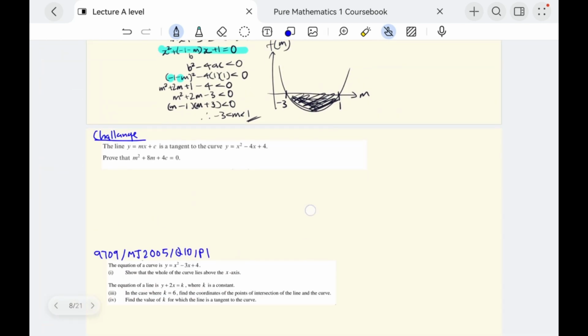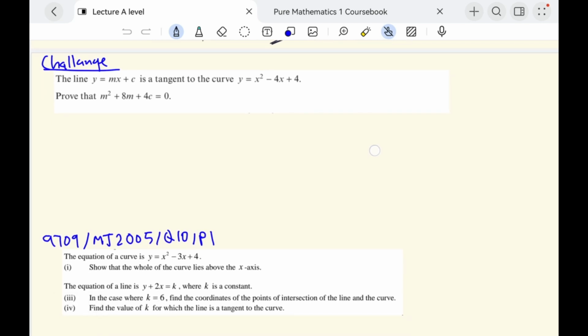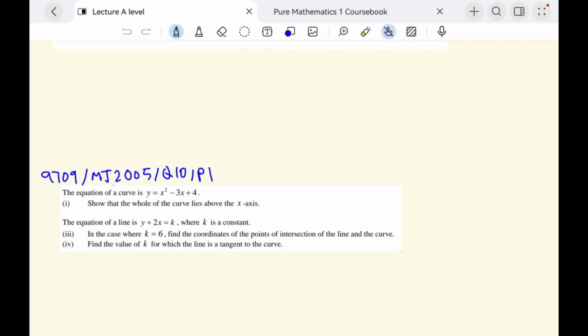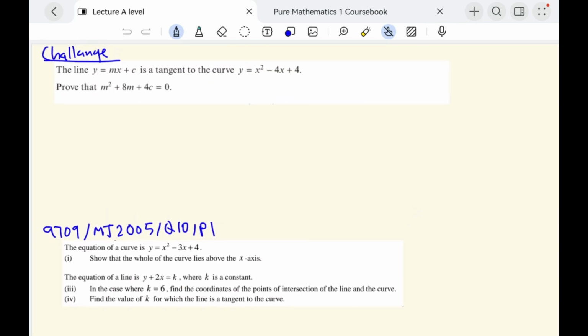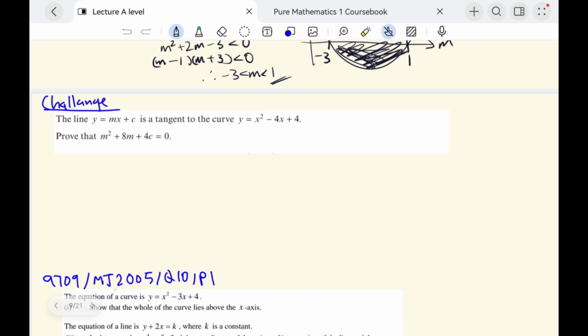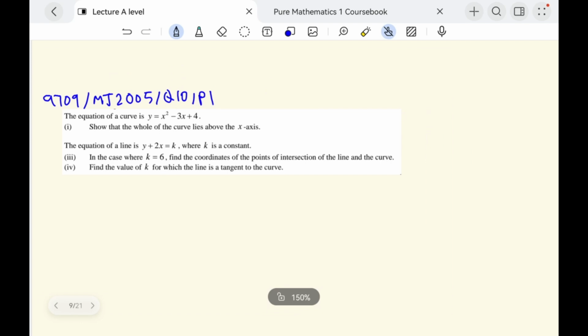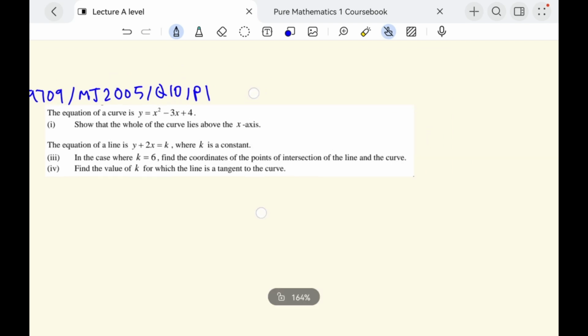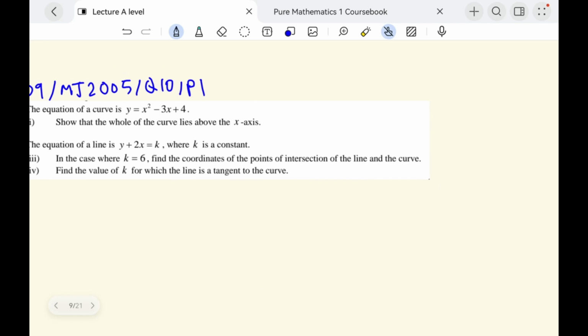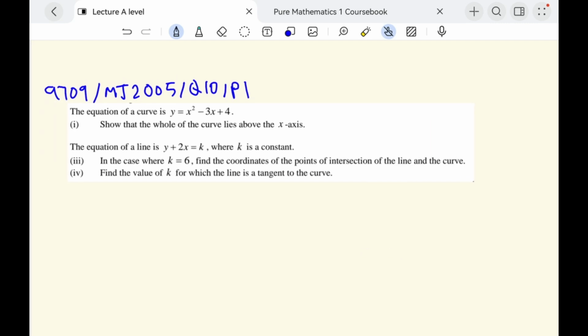So let's proceed to the challenging part. Okay, for the challenging questions, you may do this by yourself. Okay, so we are only discussing the partial questions. So this is the combo version of this entire chapter 1 quadratic. So here you have the equation of the curve, y equals x squared minus 3x plus 4. Okay? So for the first part, show that the whole of the curve lies above the x-axis.